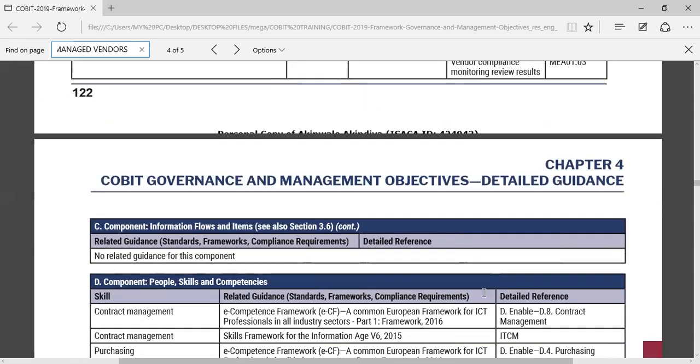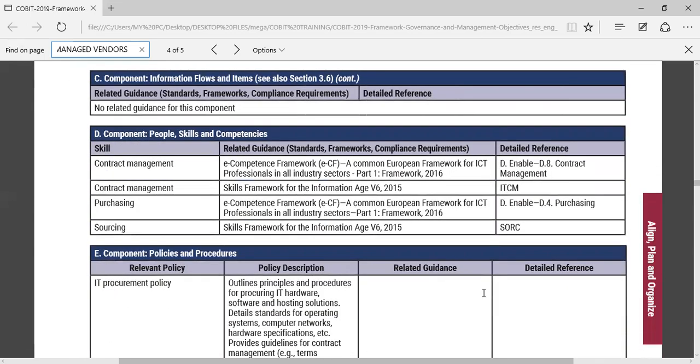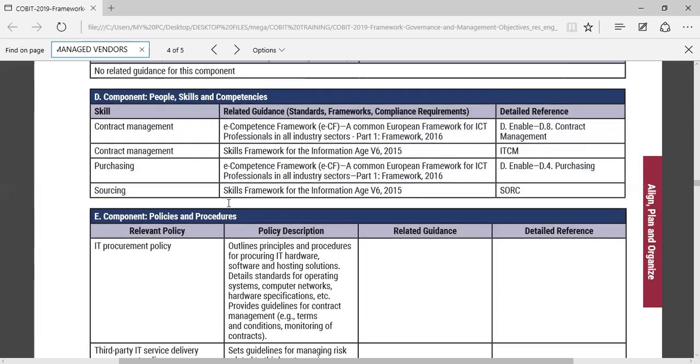All right. Then skills. Look at these. I love these. People skills and competence, the fourth component. To manage vendors in the organization, you need contract management skills. So if you don't have that, you've got to get it. All right. You need purchasing skills. You need sourcing skills. So we need to work with HR and management to ensure that all these skills are available in the organization.